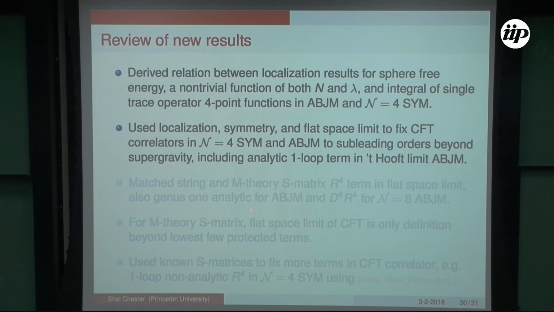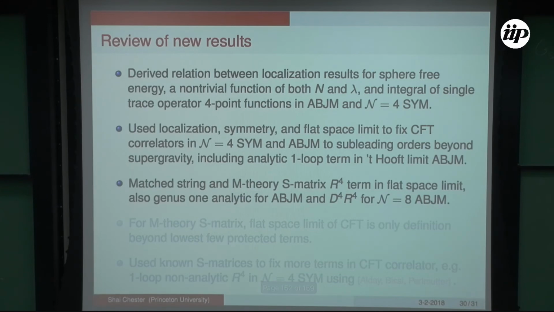Then we used this localization result in the flat space limit to fix CFT correlators in N=4 super Yang-Mills and in ABJM theory to various subleading orders beyond supergravity, including the analytic one-loop term in the 't Hooft coupling limit of ABJM. And then we matched it using Joao's formula to the string theory and M theory S-matrix. And so we were able to recover the R^4 term. In the case of ABJM theory, we were able to also get the genus 1 analytic term. And in the case of N=8 supersymmetry, we were able to get the D^4 R^4 term, showing that it vanishes.